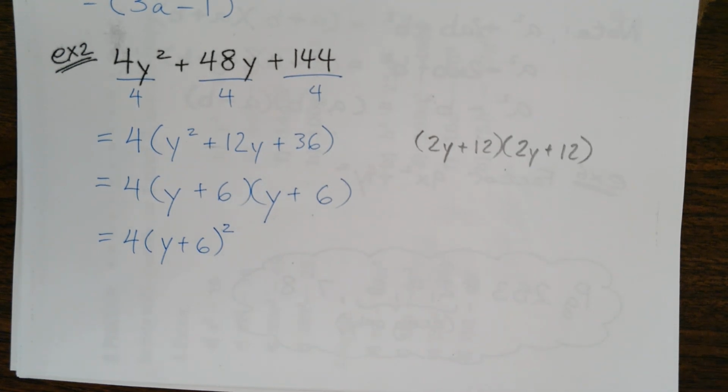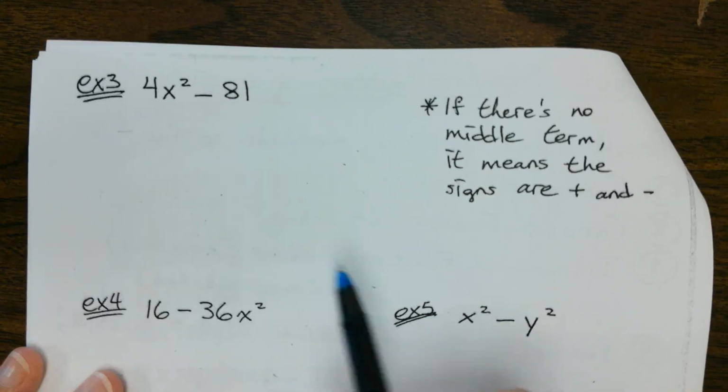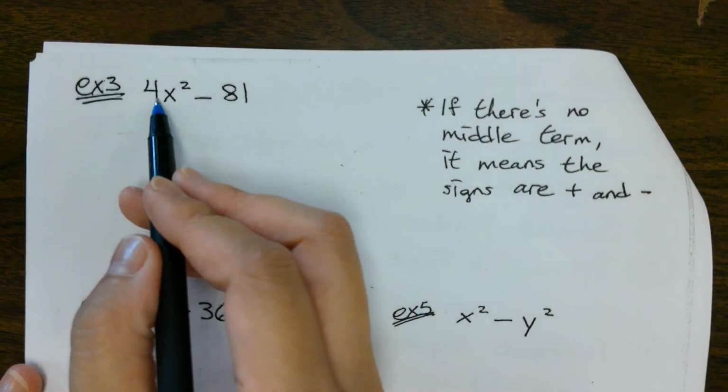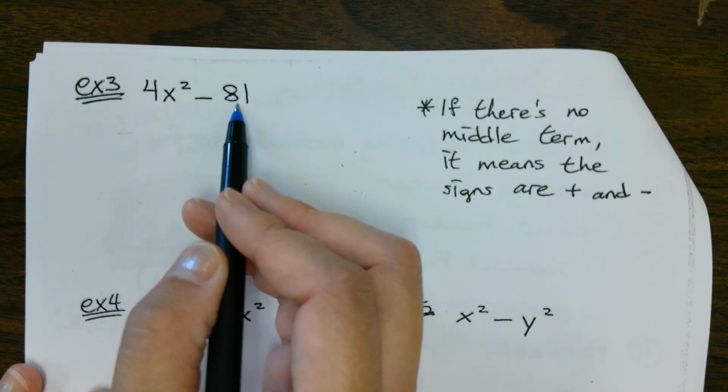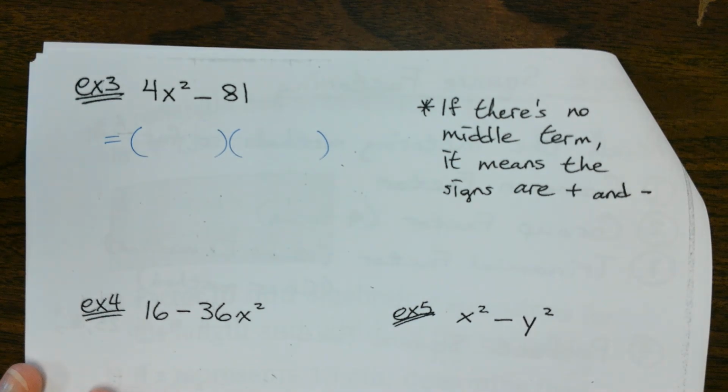Are there any cases where it would be y minus 6 and y plus 6? That's our example 3. All right, example 3. Okay, 4x squared minus 81. So is 4 a perfect square number? Is 81 a perfect square number? Yeah, so I know this is a perfect square factoring.